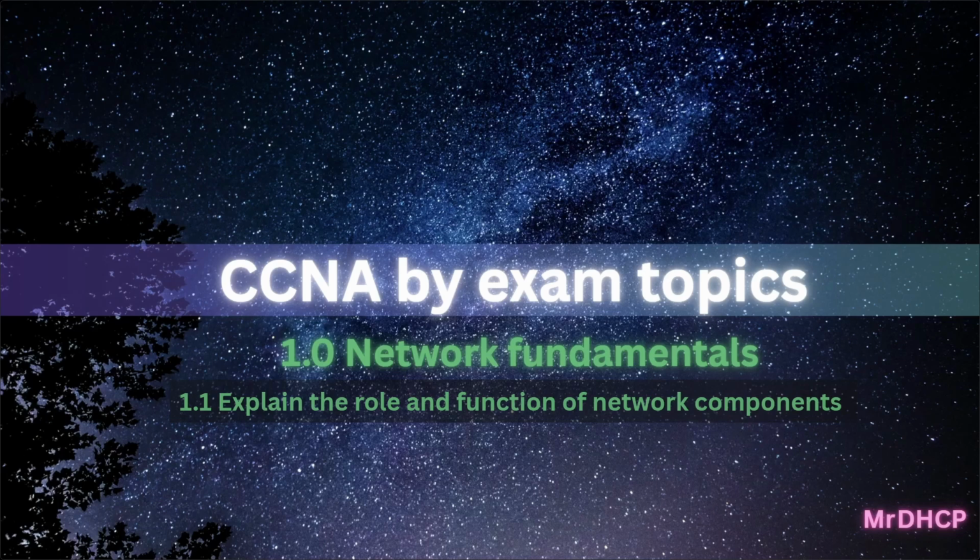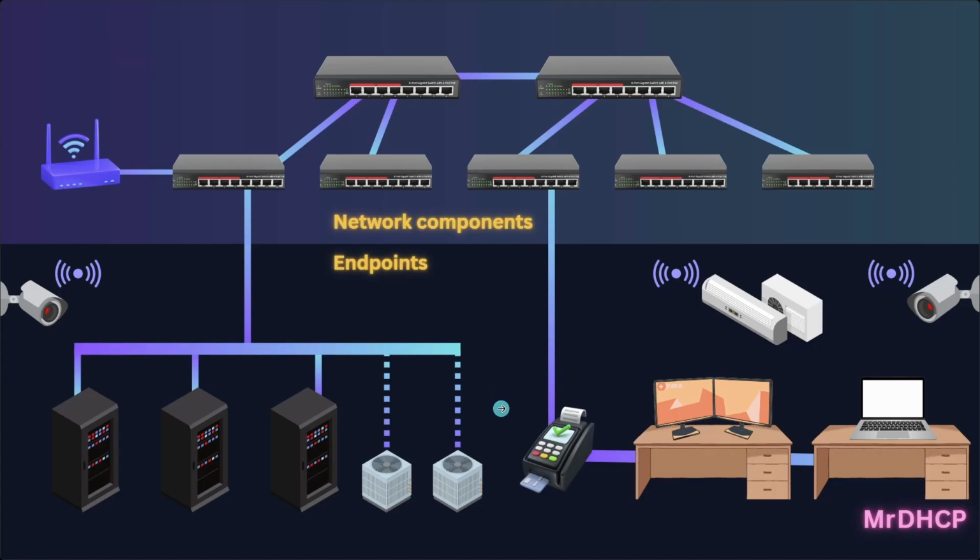Layer 2 and Layer 3 switches, next-generation firewalls and IPS, access points, controllers, endpoints, servers, and Power over Ethernet. This is pretty straightforward. Buckle up. When you take a look at this network topology, you can put the devices into two major categories: network components and endpoints. Network components are all devices that are used for transport of data from and to endpoints.